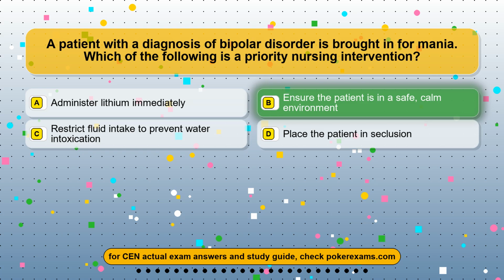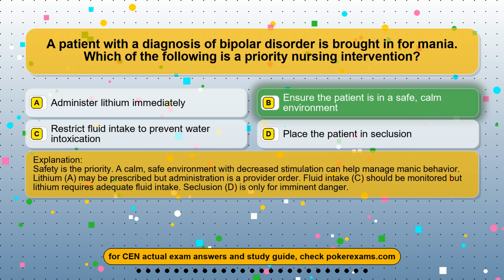The correct answer is option B, ensure the patient is in a safe, calm environment. Safety is the priority. A calm, safe environment with decreased stimulation can help manage manic behavior. Lithium, A, may be prescribed but administration is a provider order. Fluid intake, C, should be monitored but lithium requires adequate fluid intake. Seclusion, D, is only for imminent danger.